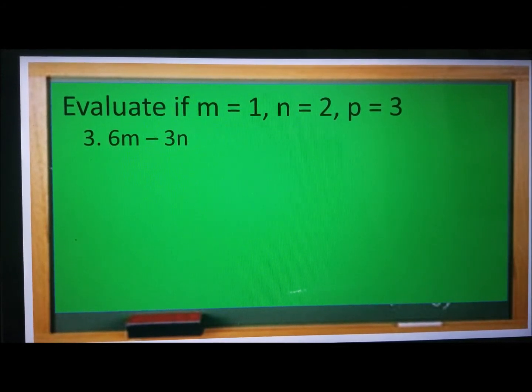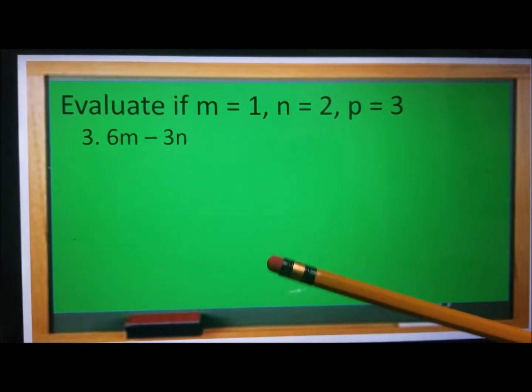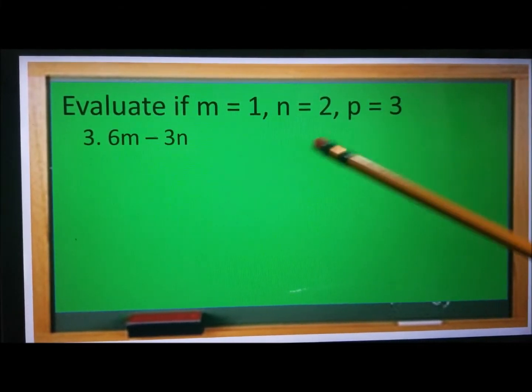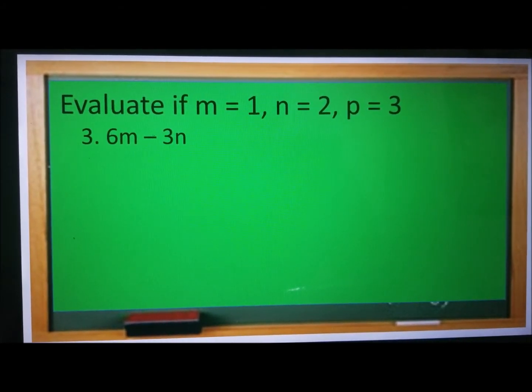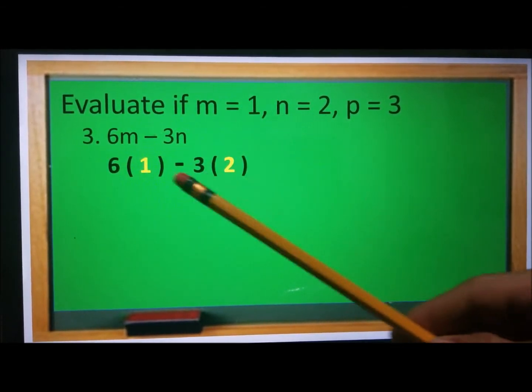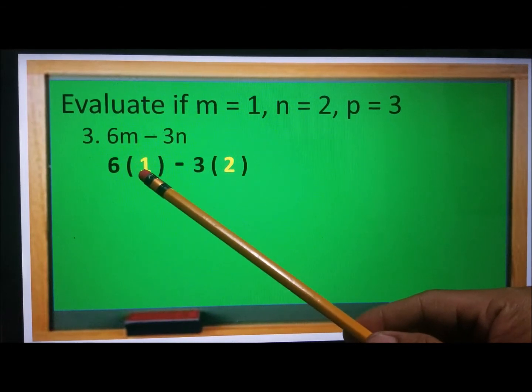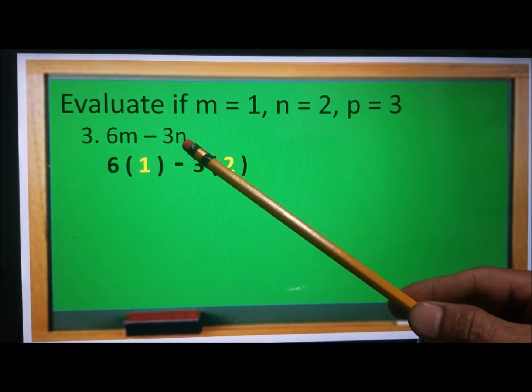Let us now have the third example. Evaluate 6m minus 3n using the same values that we had earlier. First, do the substitution. Substitute the value of m and n into the given expression. So 6 times the value of m minus 3 times the value of n.